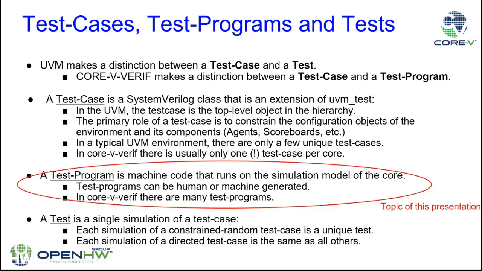We're talking today about the test program. So this is machine code. This is not a UVM concept. This is a concept from our test bench. This is a machine code program that runs on the simulated model of the core, either the RTL or the reference model. So we're talking about where do test programs come from? Next slide.